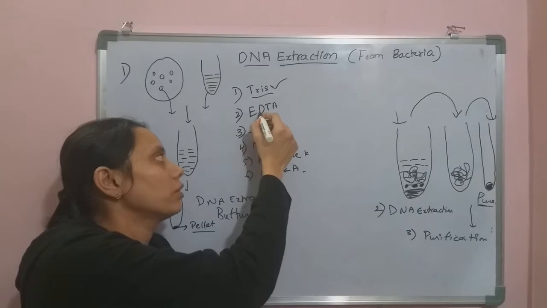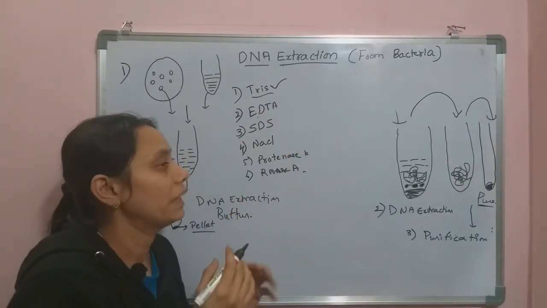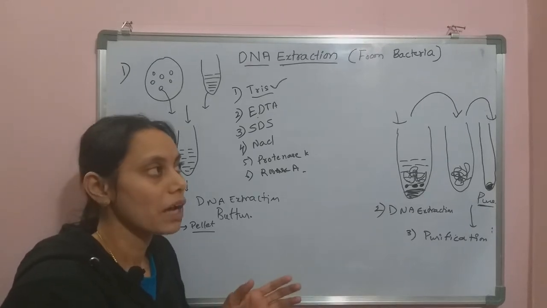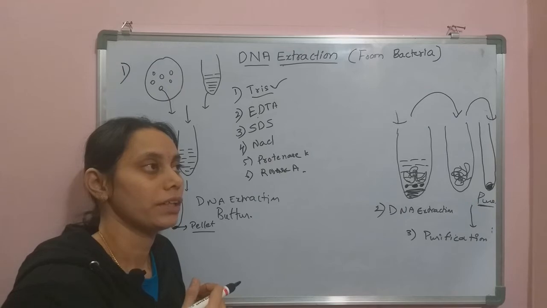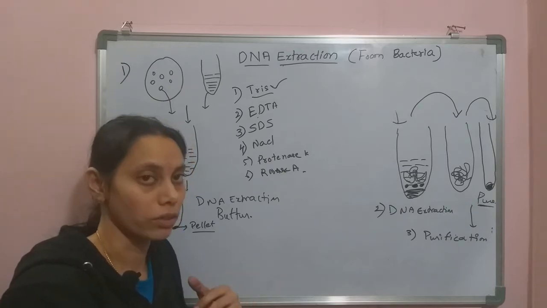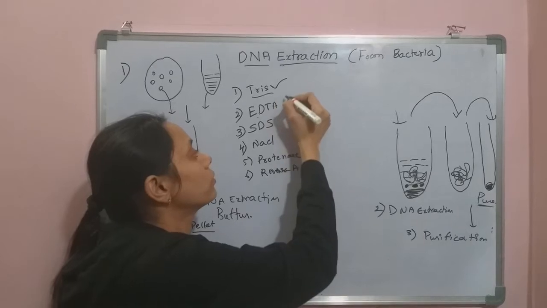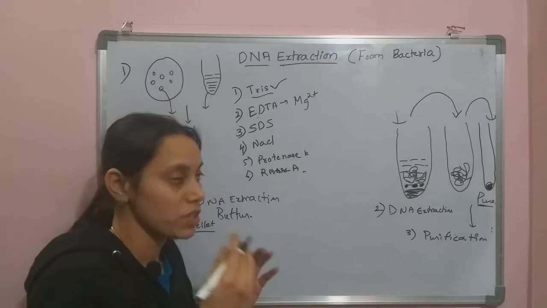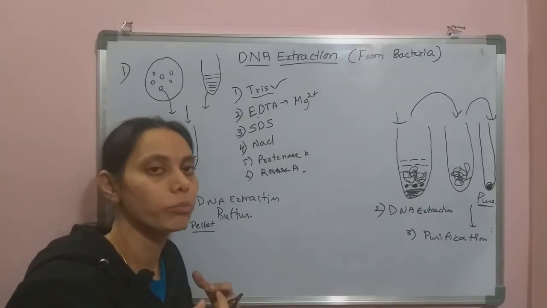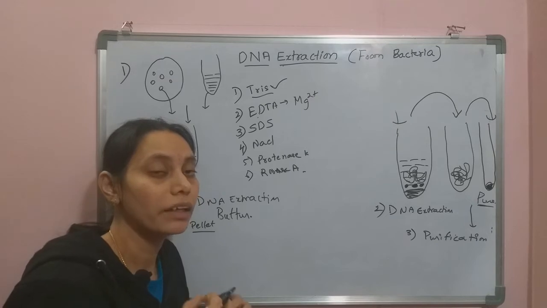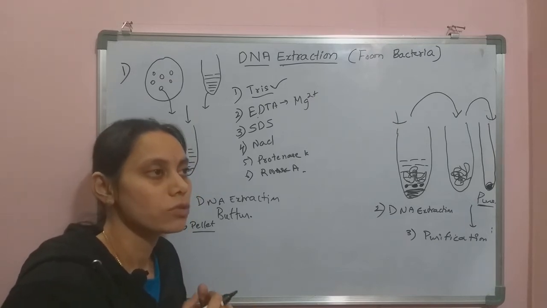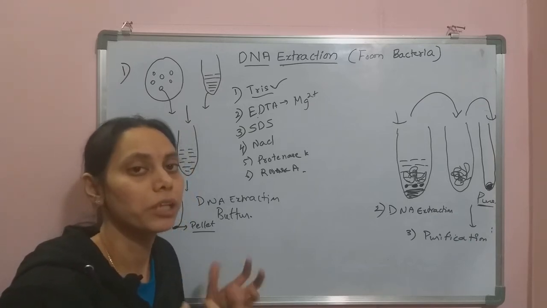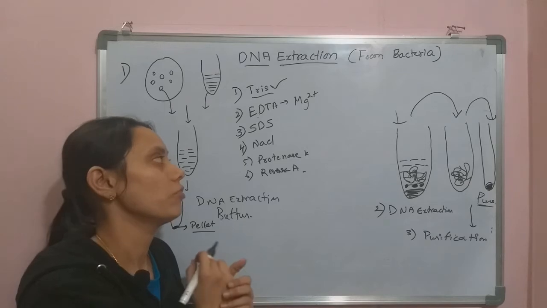Coming to the second one, that is EDTA. EDTA stands for ethylene diamine tetraacetic acid. Here this EDTA acts as a chelating agent. It chelates the magnesium ions from the solution, so that many enzymes will be deactivated. Enzymes like DNases will be deactivated. By deactivating the DNases, we can protect DNA from degrading again. So that is the function of EDTA.